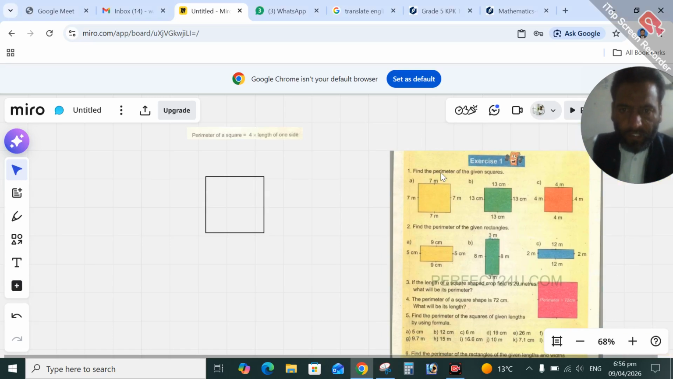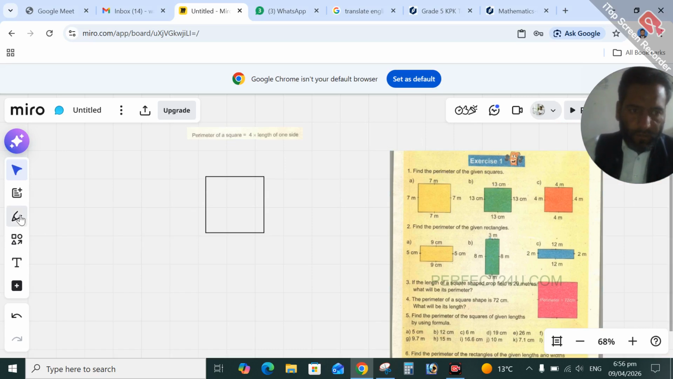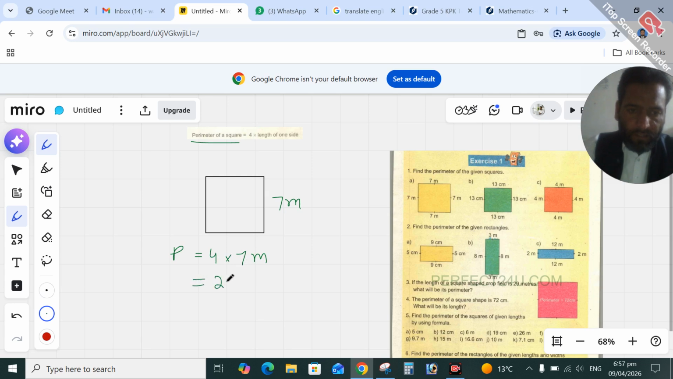Question number 1, find the perimeter of the given square. So we have one side, this is 7 meter, and to find out the perimeter of the square, by the formula, the perimeter of a square equals 4 times the length of one side. So here perimeter is equal to 4 times one side, so one side is equal to 7 meter, so 7 times 4 equal to 28 meter is the required perimeter of the given square, right?